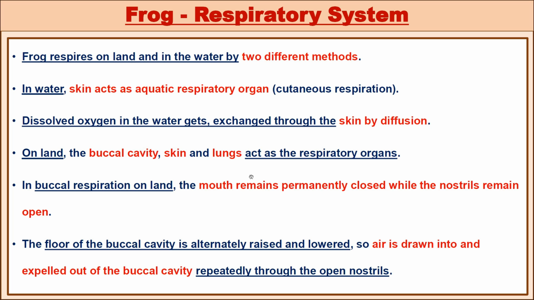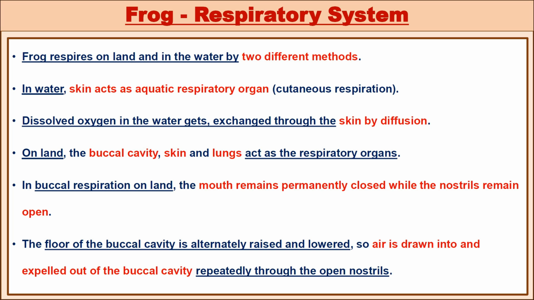Frog's respiratory system. A frog respires in two different ways, on land and in water. In water, the skin acts as the respiratory organ, and it is called cutaneous respiration. The dissolved oxygen in water gets into the skin by simple diffusion. Exchange of gas takes place by simple diffusion in the skin.